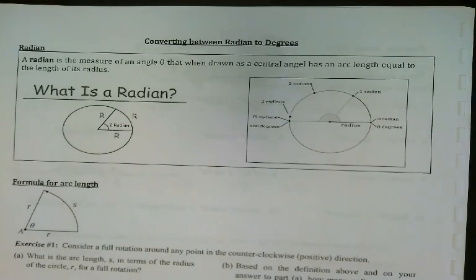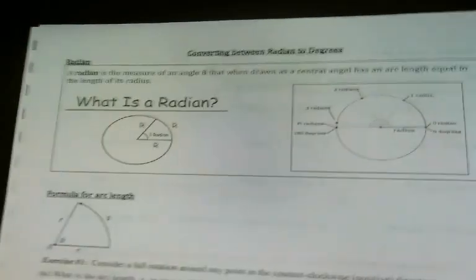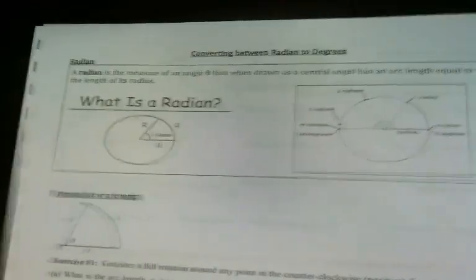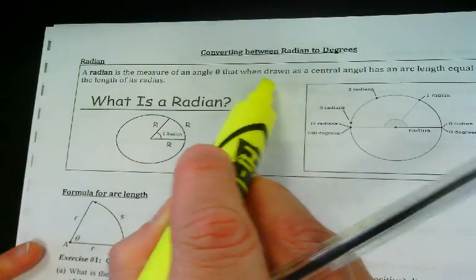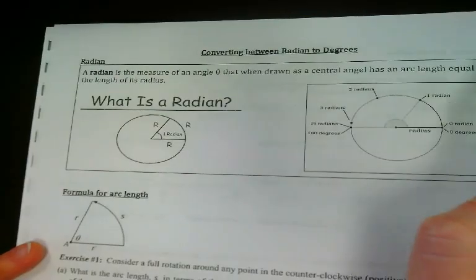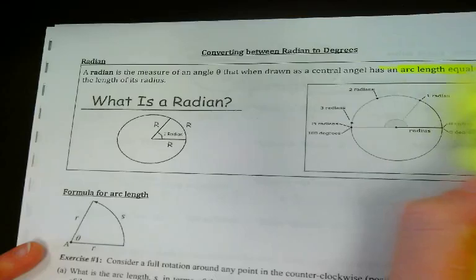Those of you that don't remember, that's our goal today: to really understand what a radian is and how we're going to connect it from degrees to radians. So a radian, right here on page 306, is the measure of an angle that, when drawn as a central angle, has an arc length equal to its radius. That's a mouthful. Arc length equal to its radius.